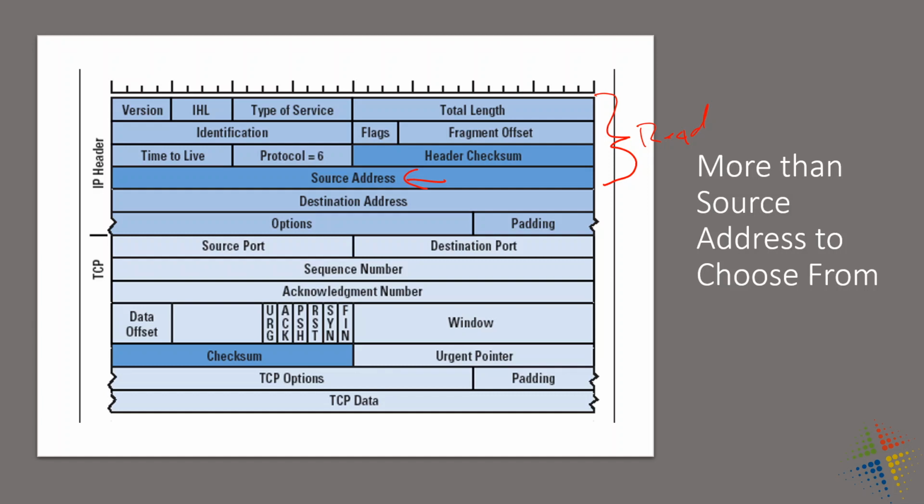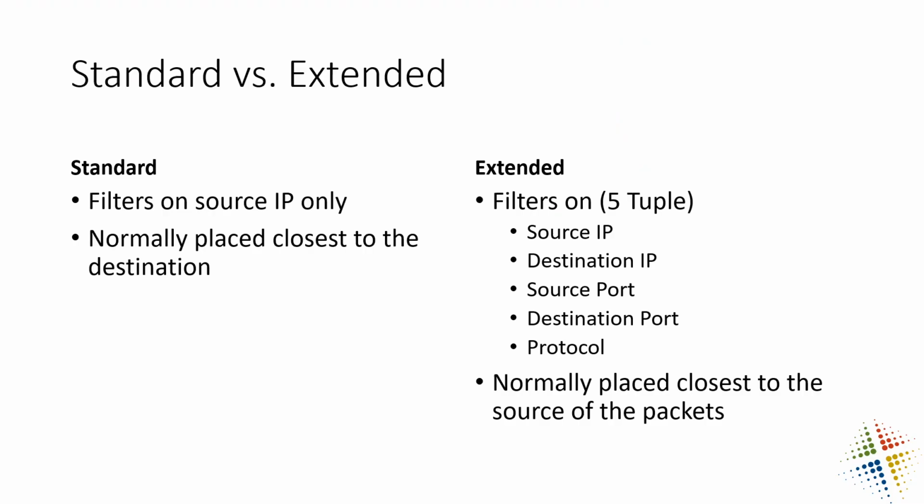But there is a whole lot more stuff here. There's the destination address that we can look at. There's the source and destination ports that we can look at. There's even the protocol right here, TCP versus UDP versus IGMP versus whatever other protocols we might want to look at. So there's a lot more information that we can start applying our access lists on. And this is where the extended access lists start coming in.